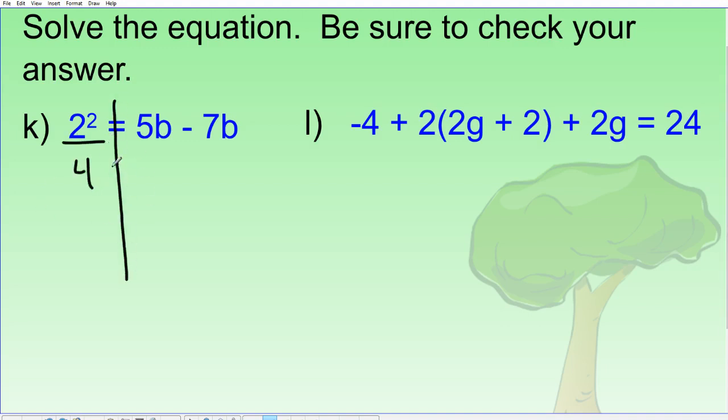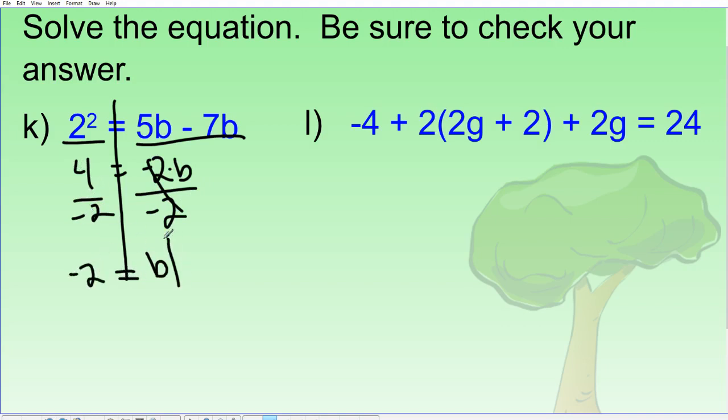Simplify. Number 4. Simplify. Negative 2b. 5b's minus 7b's is negative 2b's. Once you've simplified both sides, look at this. It's a simple one step from here. We're going to divide both sides by negative 2. Cancel. And b equals 4 divided by negative 2, which is negative 2.